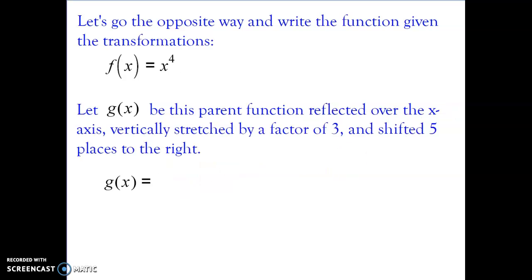Okay, how about this one? We're going to reflect, we're going to stretch, and we're going to shift to the right, our parent graph of x to the 4th. So if I'm going to reflect, I need a negative, and if I'm going to stretch, I need a multiplier of 3. Now that shift of 5 places to the right, that's going to go on the inside, and it's going to be the opposite of what you expect.